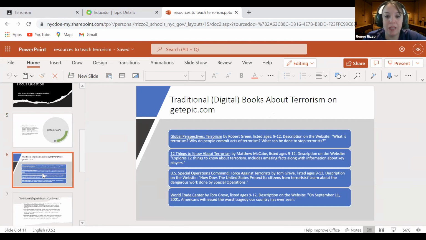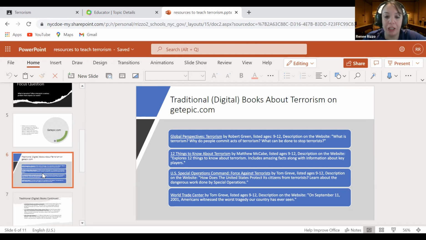Global Perspectives: Terrorism by Robert Greene, listed ages 9 through 12. Description on the website: What is terrorism? Why do people commit acts of terrorism? What can be done to stop terrorists? 12 Things to Know About Terrorism by Matthew McCabe, listed ages 9 through 12. Description on the website: Explores 12 things to know about terrorism, includes amazing facts along with information about key players.